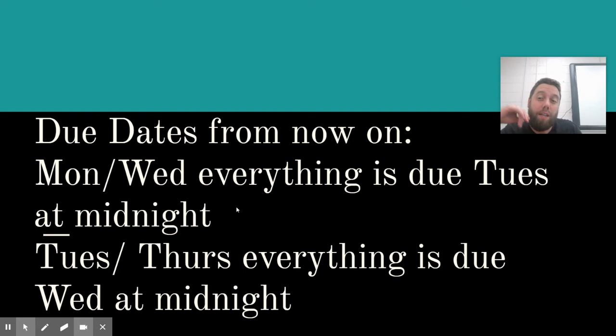But please remember our due dates. If you are part of the Monday, Wednesday class, then you need to have everything in by Tuesday at midnight. If you're part of that Tuesday, Thursday class, everything is due at Wednesday at midnight. If you're not sure which class you're part of, please check Google Classroom. Google Classroom will say very clearly which class you are a part of.